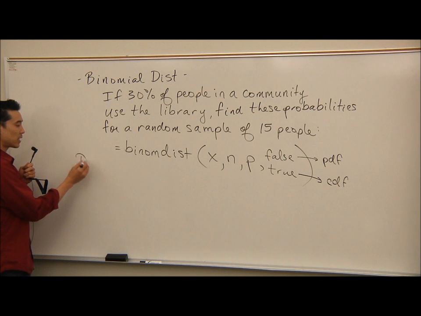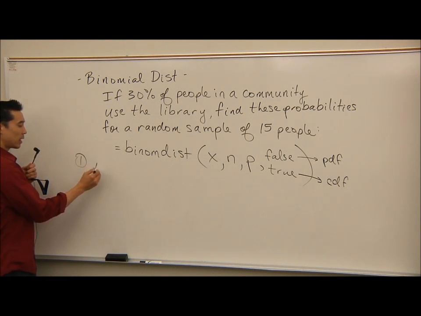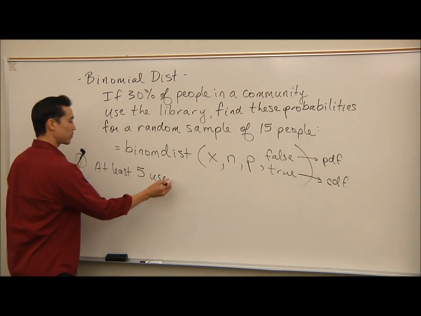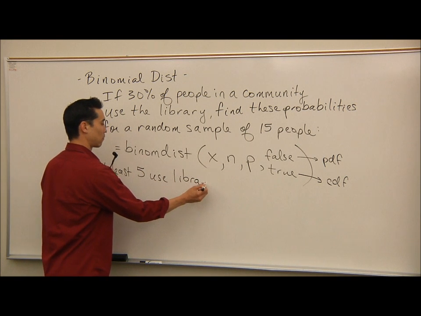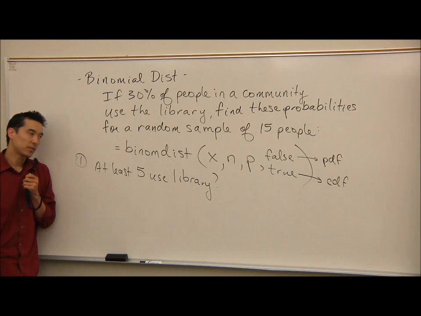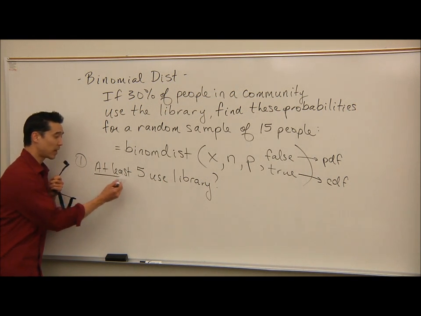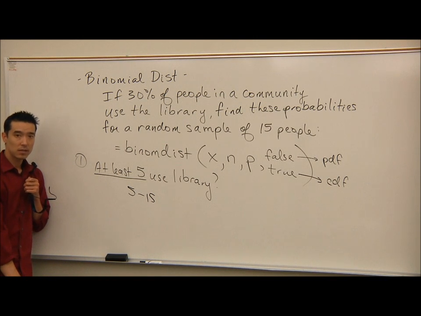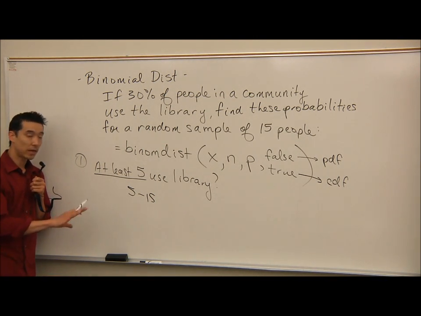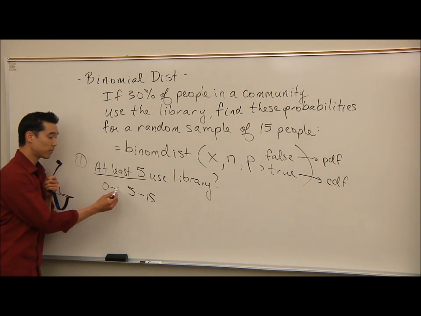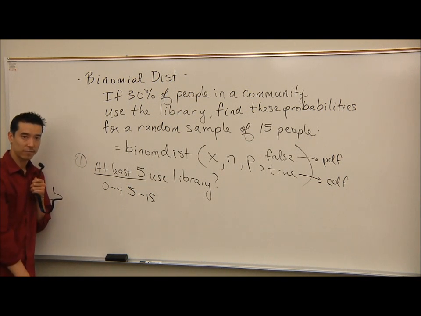Okay. Let's say example 1, I want at least 5 using the library. Okay? So if I want the probability of at least 5 using the library, using Microsoft Excel, again, think about what this is telling you. At least 5 is 5 through 15. All right? So just like with the calculator, you can do 5 through 15 by using the complement. So what we'll do is we'll do 0 through 4, and then we'll subtract that off. Okay?